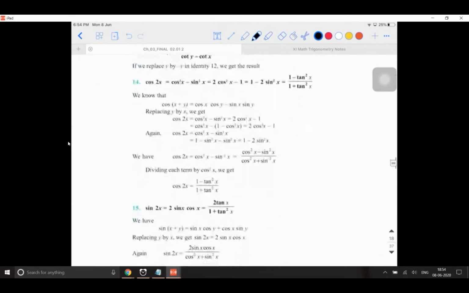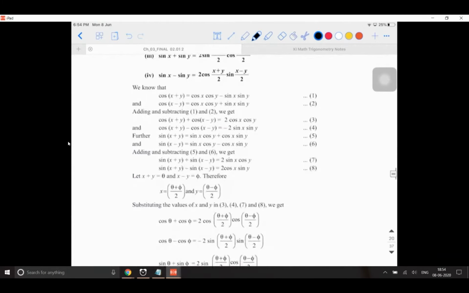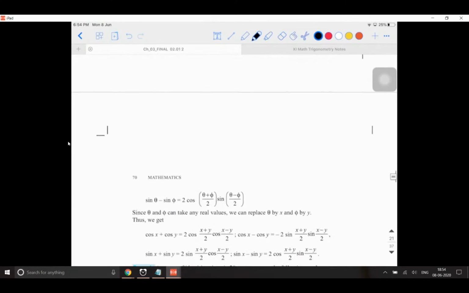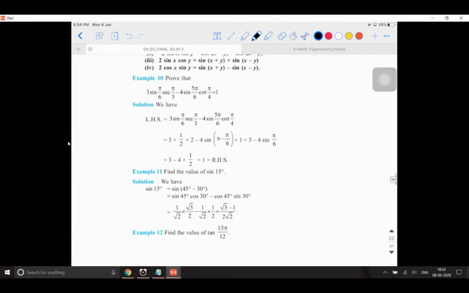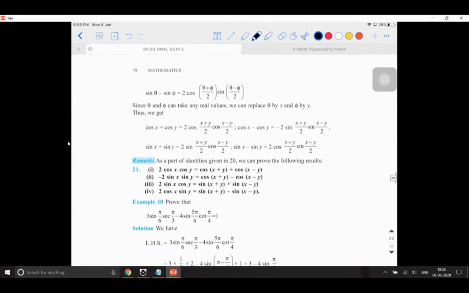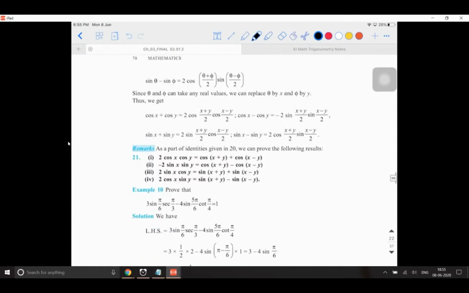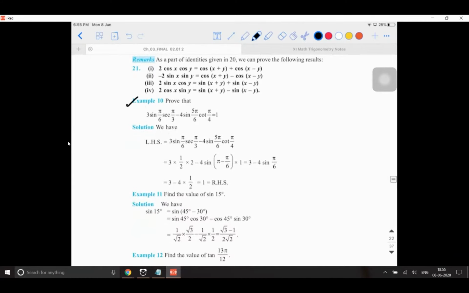So what you can do is, if you have the NCERT, download your NCERT. You can go to page number 70. In page number 70, let's do the example 10.